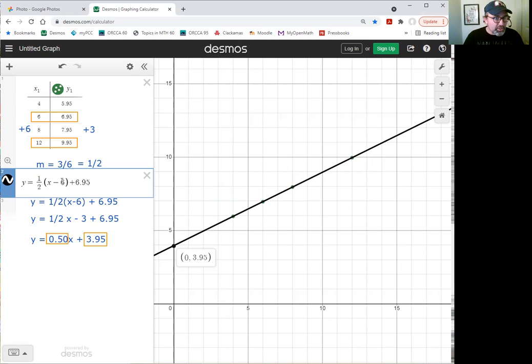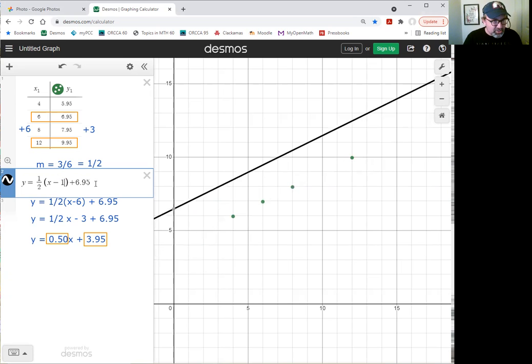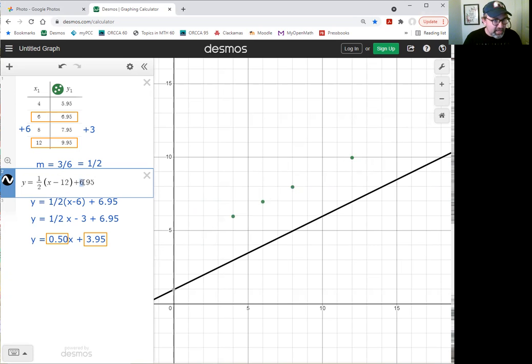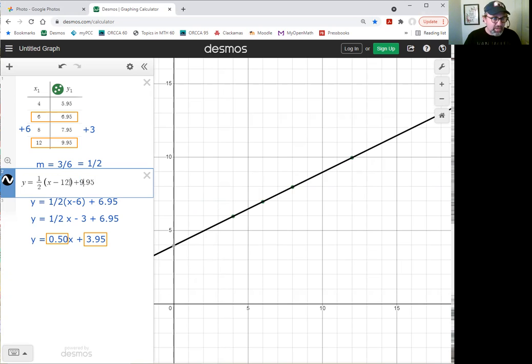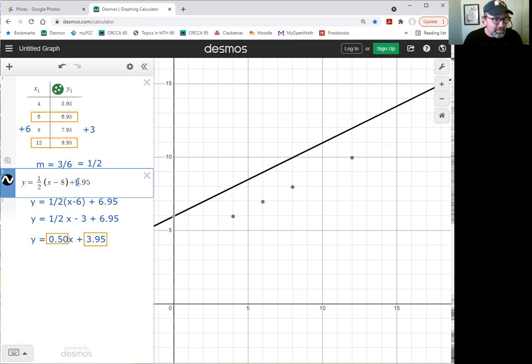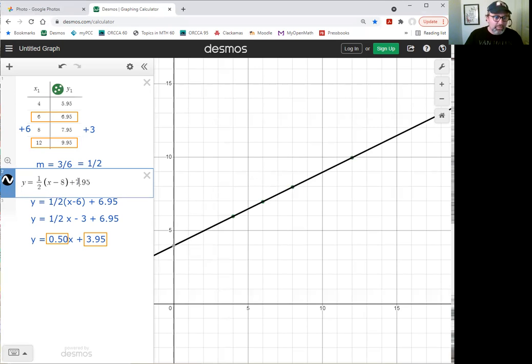Yeah, so I'll just go back to my point slope form here. I could change this to 12 and 9.95, and you'll see it's the same straight line. And assuming that the 8 is exactly on the line here, which it is, we could change the input for the number of donuts to 8, and then the price to $7.95. And again, we get that same straight line.